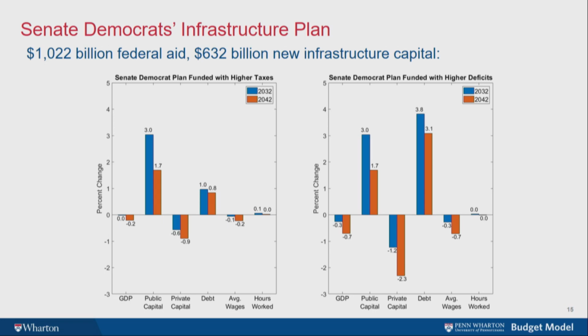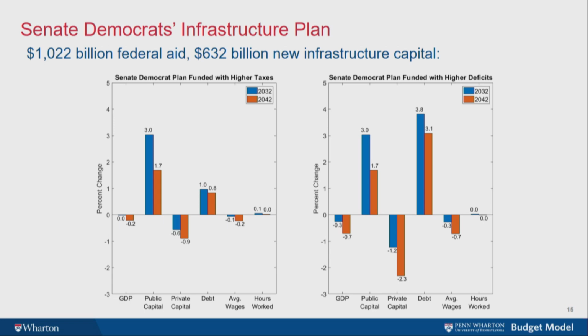Okay. Now, on the right panel, I'm showing the same plan but financed with higher deficits. Again, the Senate Democrats did not propose this, but we just wanted to highlight the difference between these two financing methods. So this is the same story as we had under the White House infrastructure plan. The infrastructure is pulling positively, but now we have an enormous amount of debt, which is about 4% higher in 2032. And that is really dragging down our economy.